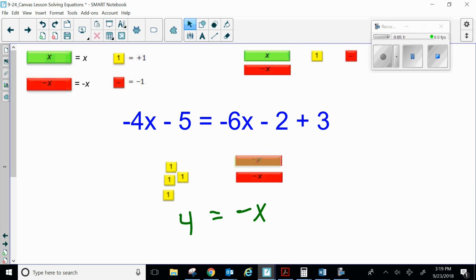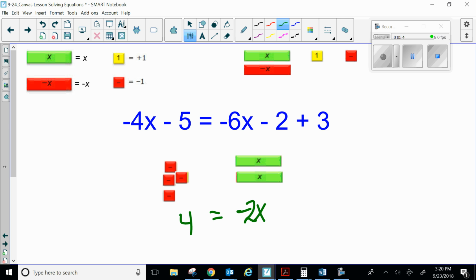So I actually can flip my negatives. You can actually flip your negatives over to positives. And I can actually flip my positives over, because we have to do the same thing on both sides, to negatives. So now I have 2x. I'm sorry, I wrote this down wrong before. It was 4 equals negative 2x. Now I have 4 equals positive 2x, or negative 4 equals positive 2x.